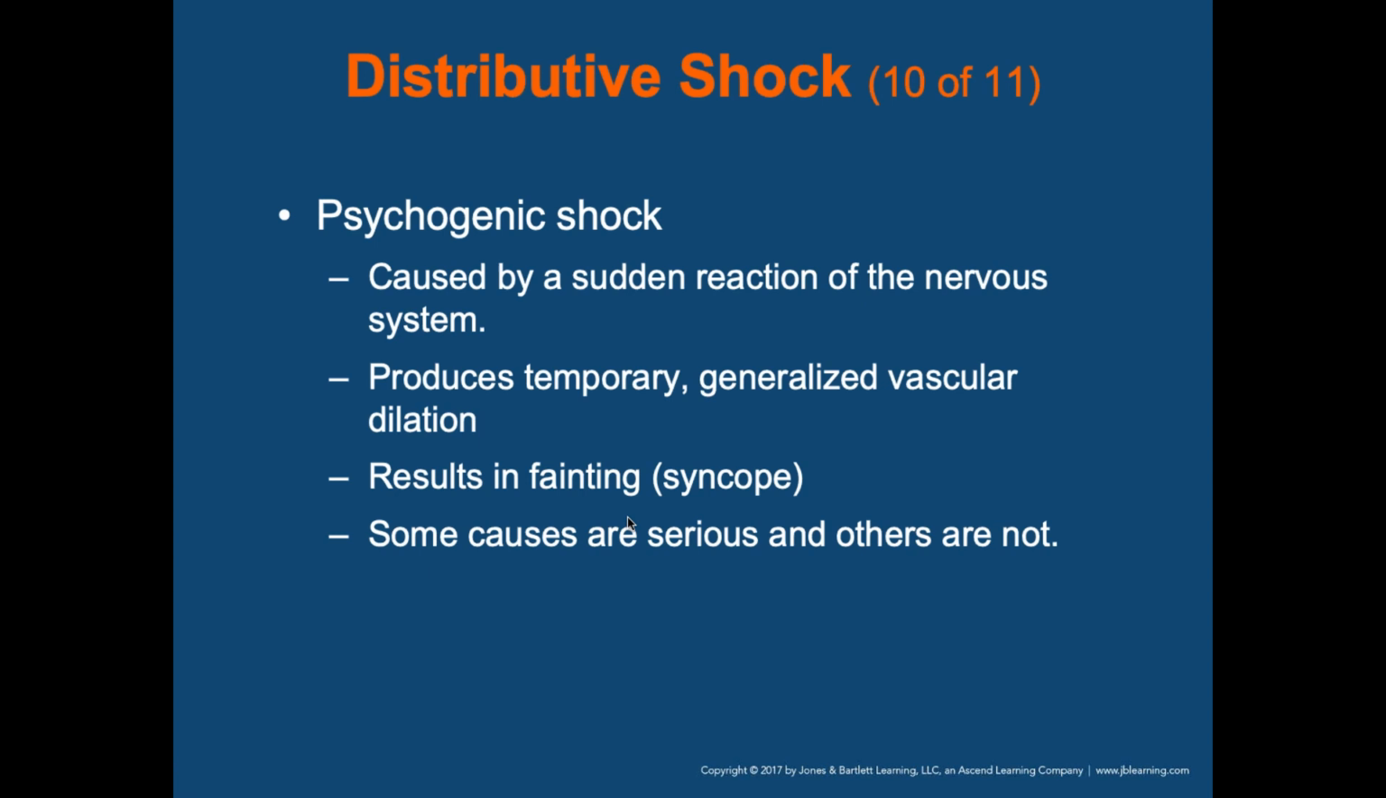Psychogenic shock is caused by a sudden reaction of the nervous system, which produces temporary generalized vascular dilation, resulting in fainting, or what they call syncope. Some causes are serious and some others are not. Some ways to help with this also is checking what they call orthostatic pressures. So you take a blood pressure with a person lying down, sitting, and then standing, usually waiting within a minute apart of each other after they stand up, taking a blood pressure to see if there's been any changes.